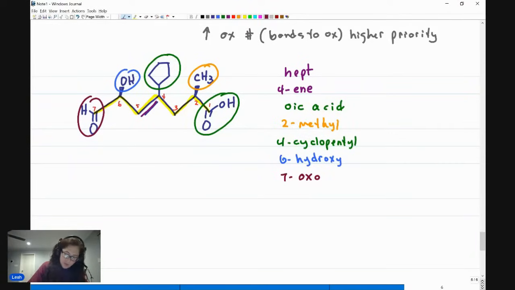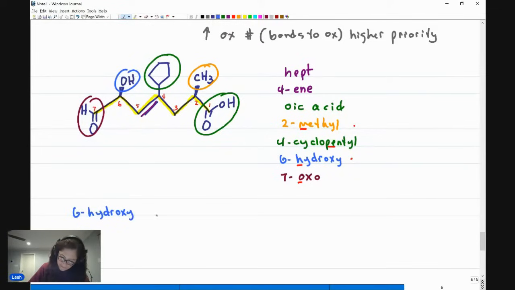Then we're going to put the whole name together in alphabetical order, starting with the substituents in alphabetical order. I have M for methyl. C is not what we use for cyclopentyl. It's the P. The cyclo doesn't count. H for hydroxy and O for oxo. So that is H, I, J, K, L, M and O, P. HMOP.